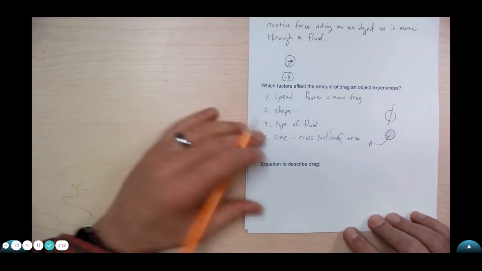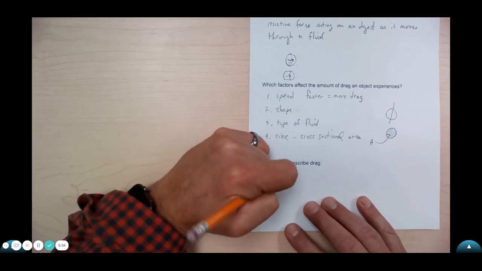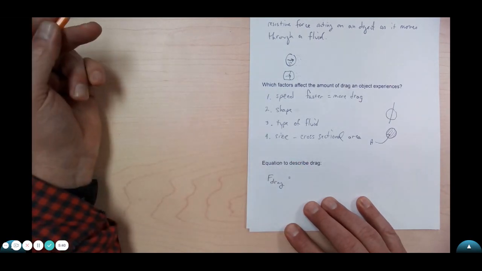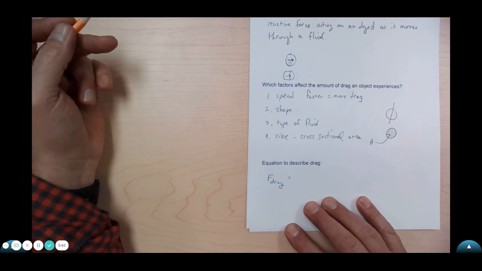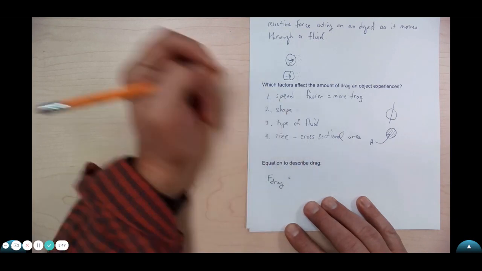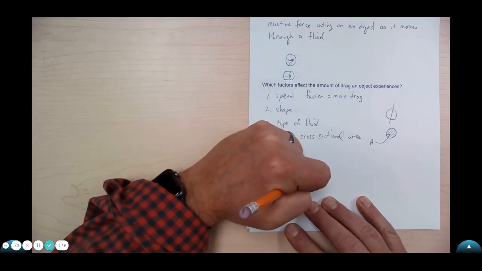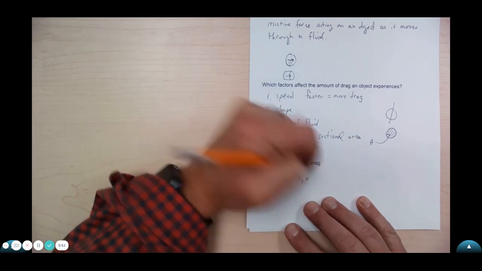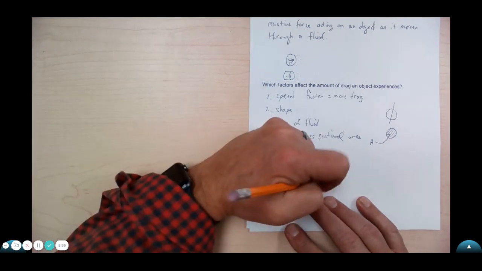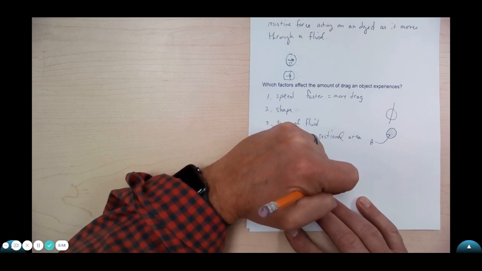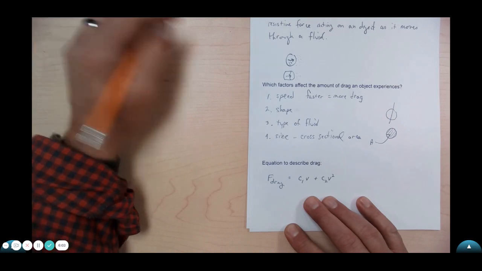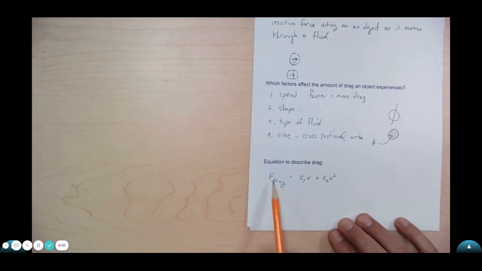As far as an equation, well, this drag force, like I said, the direction is always going to be opposite the direction of the object through the fluid. It's a quadratic equation, actually. It's got two terms. The first term depends on the speed of the object, v, and the second term depends on the square of the speed of the object.